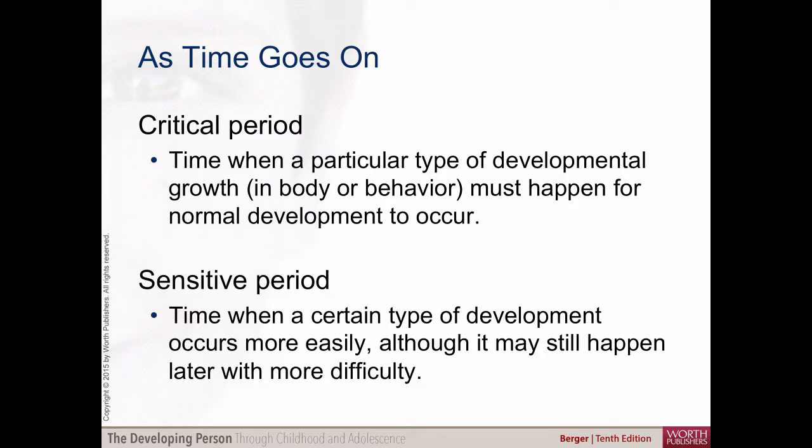Then there's something called a sensitive period, and this is a time when a certain type of development occurs more easily, although it may still happen later with more difficulty. If children do not start speaking their first language between ages 1 and 3, they might do so later, but it's going to be much harder. And children who are severely malnourished at age 1 are more likely to become overweight and thus develop diabetes or heart disease in middle age.